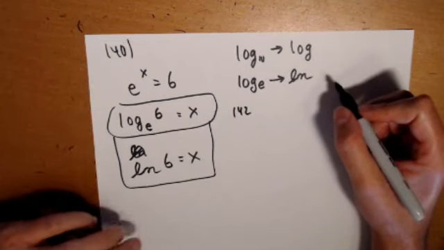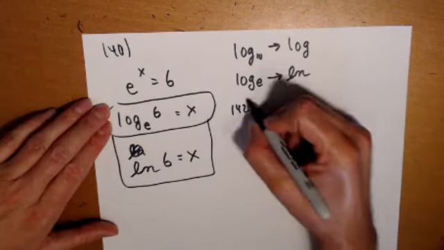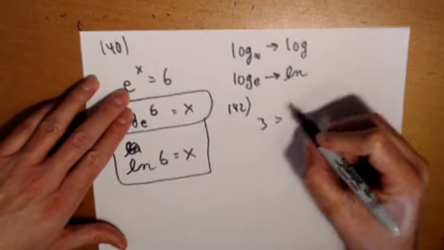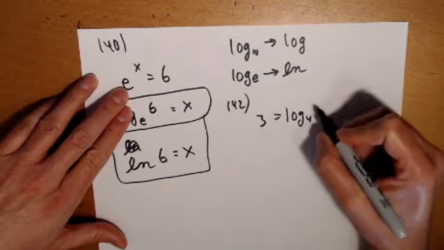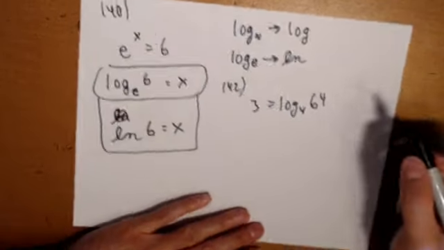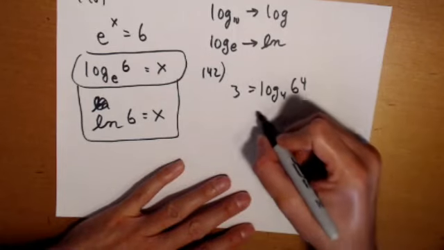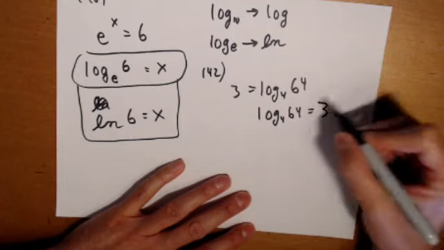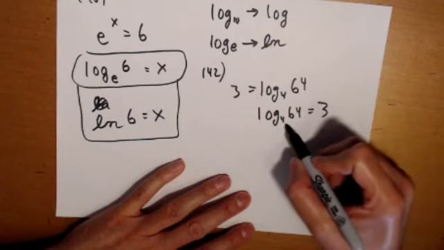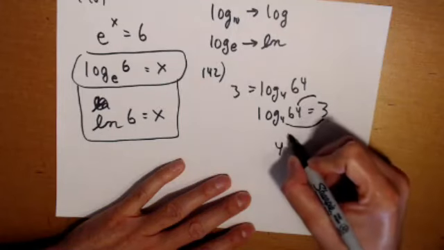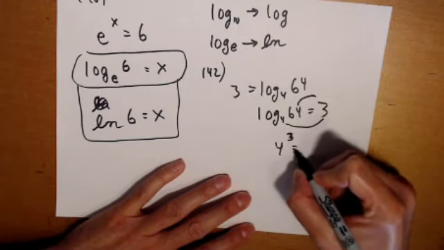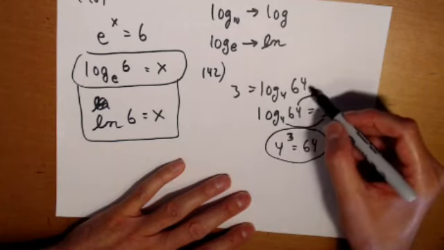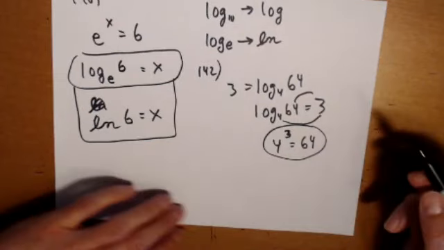Let's try 142. It says, convert each logarithm to exponential. Okay. So 142, 3 is equal to log base 4 of 64. It might look prettier if you put equals 3 instead of 3 equals, because at least in my mind, I see it better. 4 to this power is that. 4 to the third power is 64. See, they give us logarithmic notation. We converted it to exponential notation.